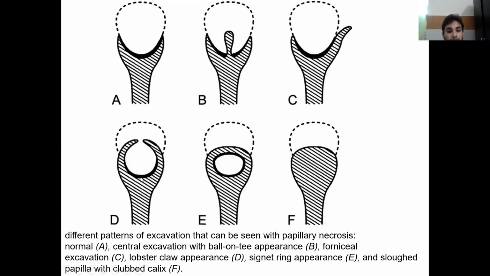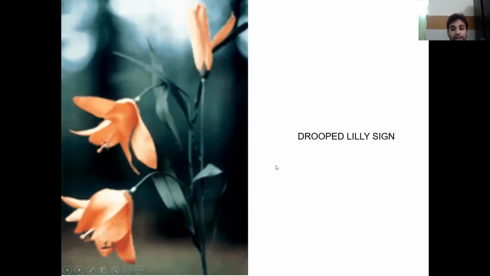A, normal. B, central excavation with ball on T appearance. C, fornicial excavation with lobster claw appearance. D, signet ring appearance. E, sloughed papillae with clubbed calyx. And now, drooping lily sign.